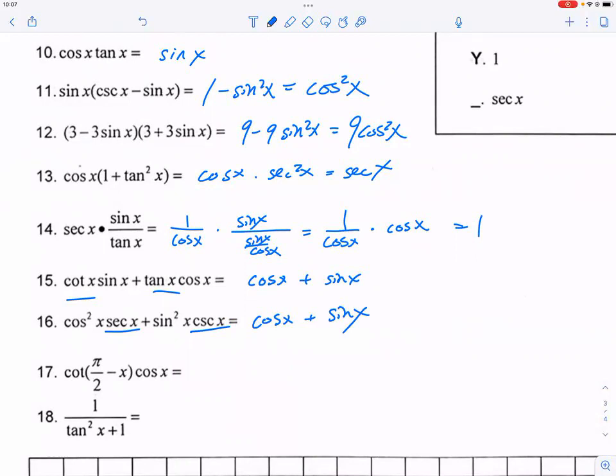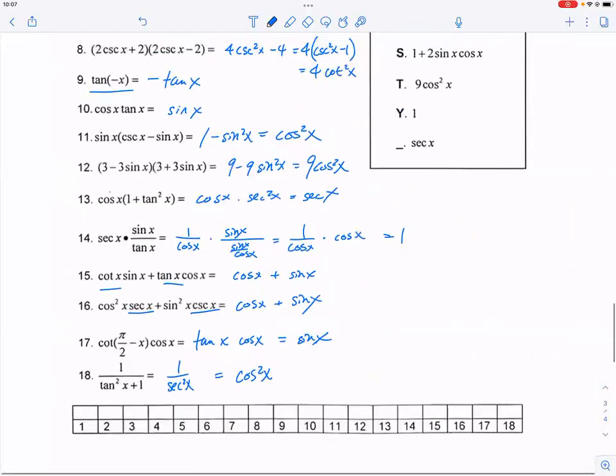Cotangent of pi over 2 minus x is tangent x. Cosine x, so if you change the tangent x, you get sine x. And last but not least, this is 1 over secant square of x. What's 1 over secant square of x? Cosine square of x. Okay, so at the bottom you will see a happy Thanksgiving in reverse.